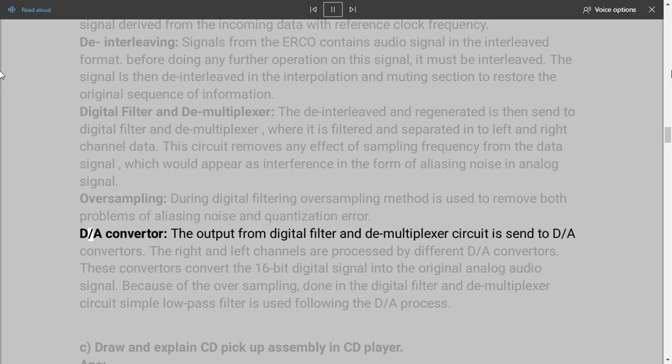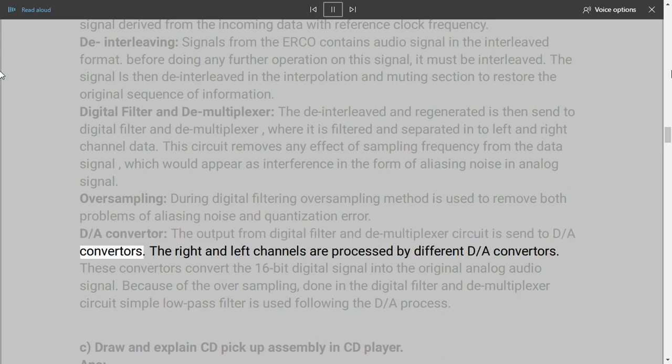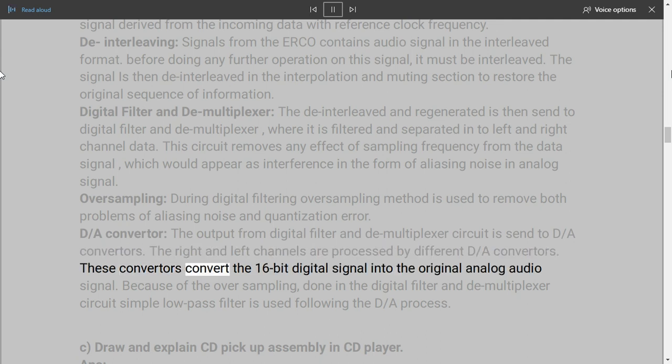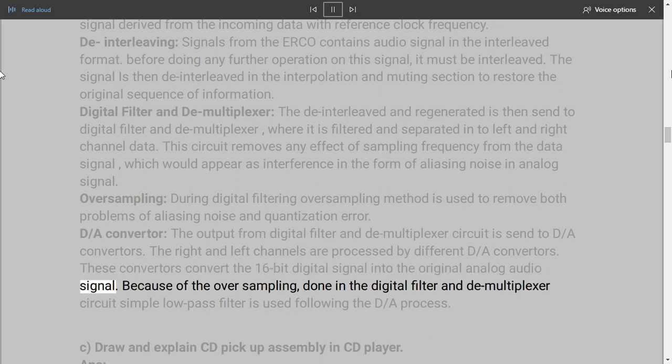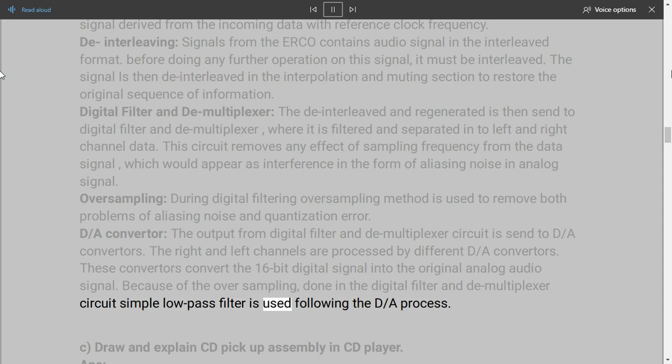D/A converter. The output from the digital filter and demultiplexer circuit is sent to D/A converters. The right and left channels are processed by different D/A converters. These converters convert the 16-bit digital signal into the original analog audio signal. Because of the oversampling done in the digital filter and demultiplexer circuit, a simple low-pass filter is used following the D/A process.